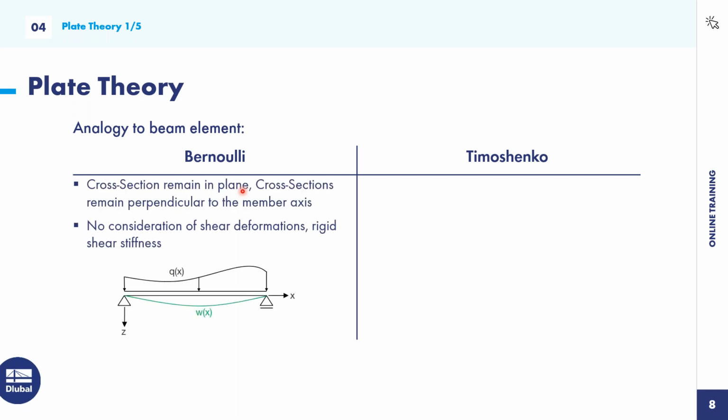So what does the Bernoulli beam say to me? In this case, the cross sections remain in plane, and also the cross sections remain perpendicular to the member axis. So these are the assumptions of Bernoulli. And what's very important, like I said before, with the shear stiffness and so on, Bernoulli doesn't consider shear deformations. So we have rigid shear stiffnesses.